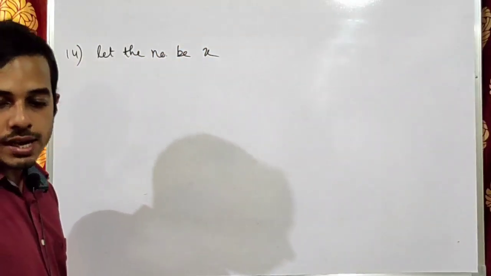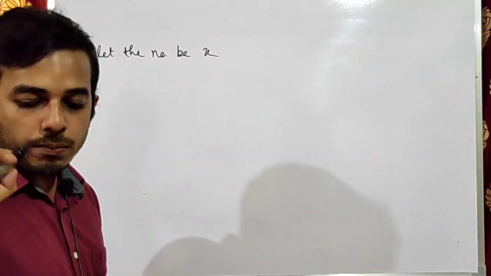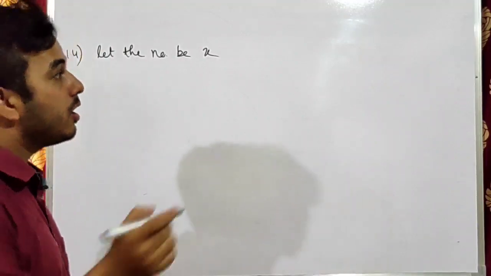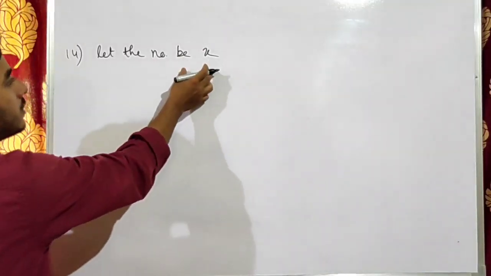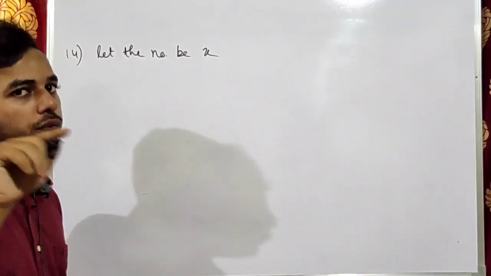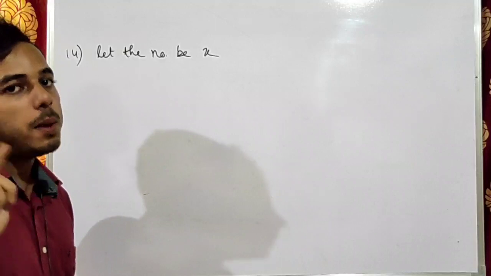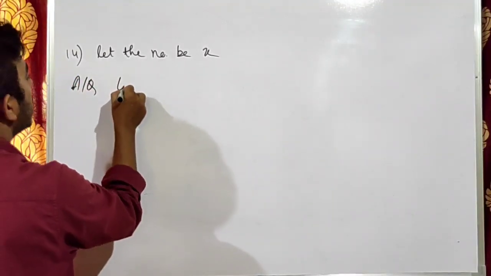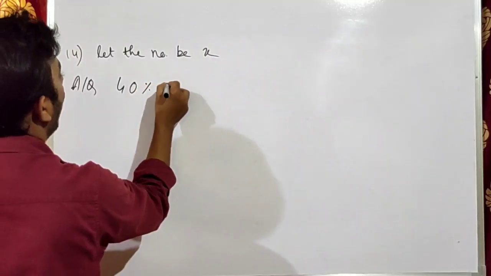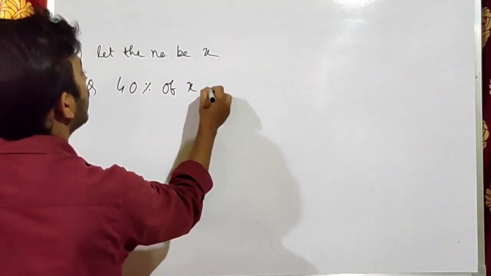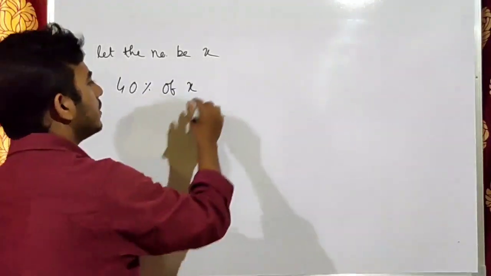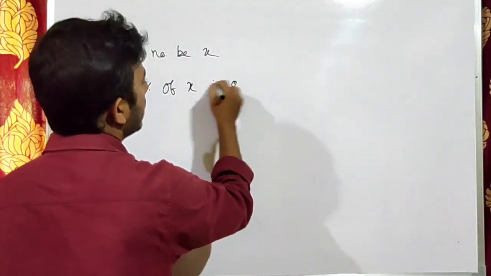Here in the question it is asked: if 40% of a number is 8, what is the number? So we consider, let the number be x. According to the question, 40% of a number means, of means what? Multiply, right? So 40% of x is 8, isn't it?